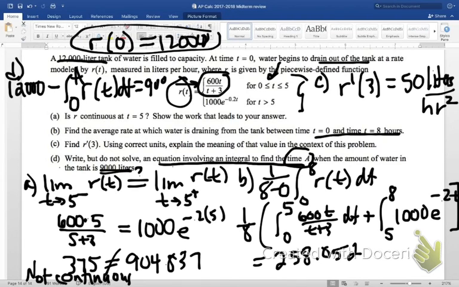So equals 9,000. Okay, so always remember, you have an initial value. That's the 12,000. It starts, it's filled to capacity. Then the water is draining, so 12,000 minus the integral from 0 to A of R of t equals 9,000, and 9,000 is what you want in the problem. Okay? So that is it for that one.